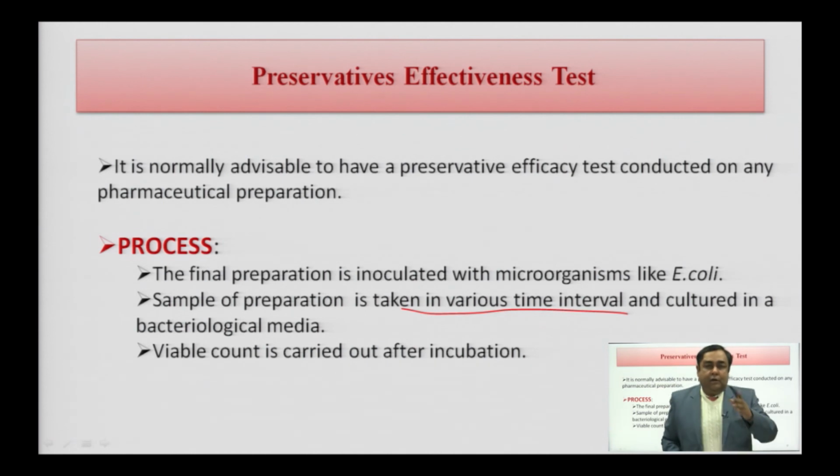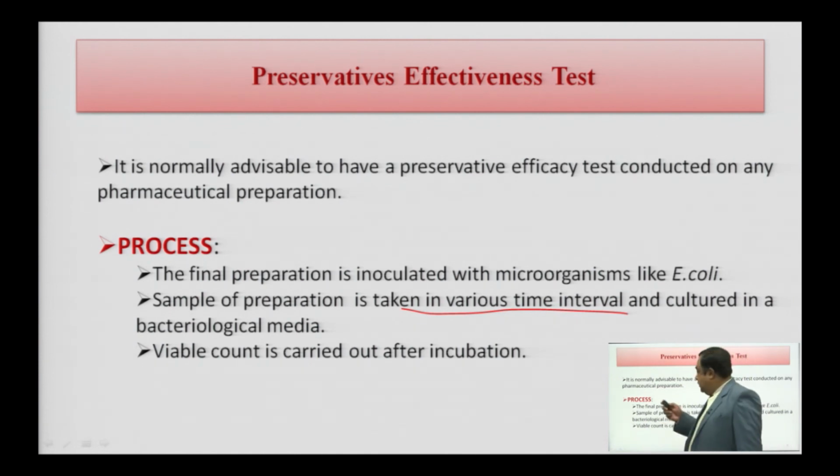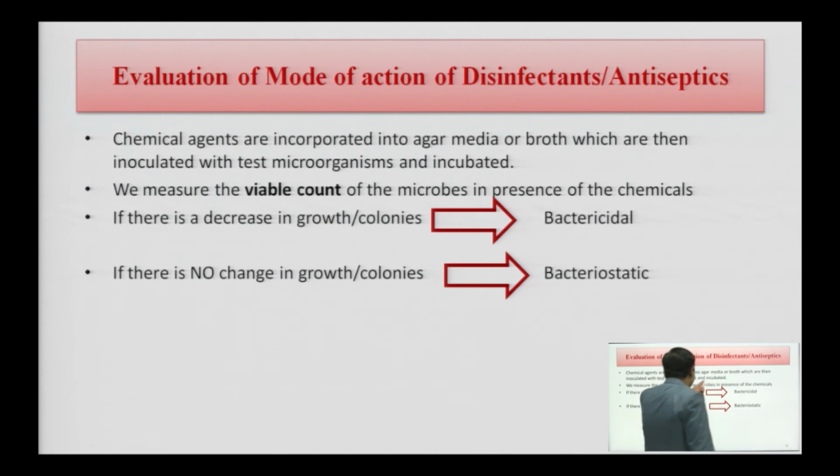If the viable count shows that the number of organisms is gradually decreasing, it means it is bactericidal in nature. If the number of organisms remains the same, that is, there is no decrease, we call it bacteriostatic, because cidal means diminishing, static means remaining stationary. Therefore, estimation of viable count during the period of incubation will give you an idea whether the preservative is bactericidal in nature.